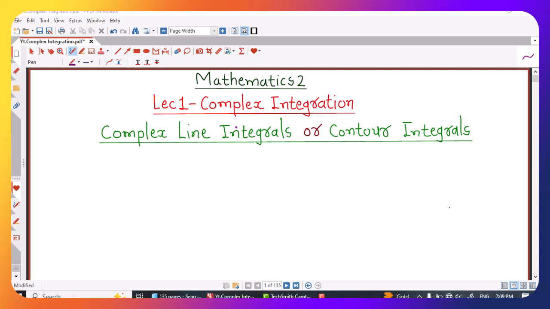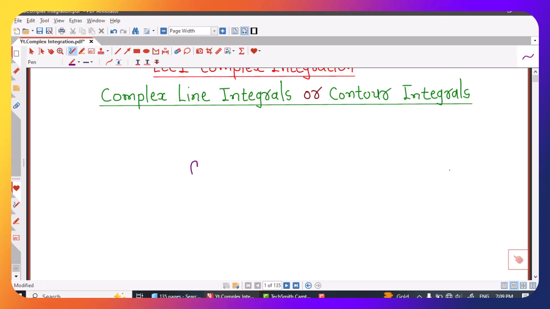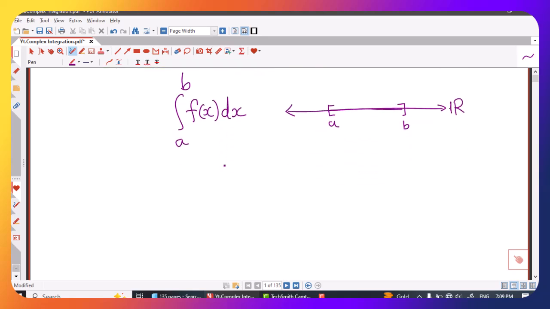Integral of complex functions is different from the integral of real functions. When we are considering the integral of a real function, for example, the integral of f(x) over some interval a to b, our function is defined at every point on some interval which is a subset of the real line. But in the case of complex functions, we are not on the real line; we are considering our complex function, which is defined along some curve.